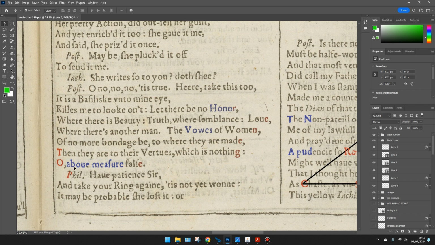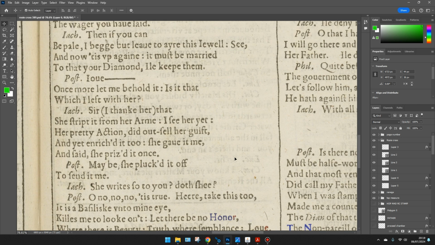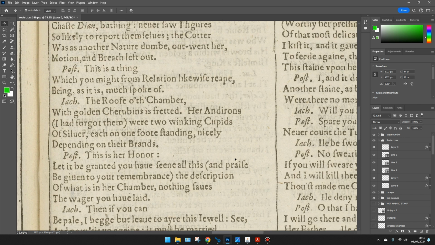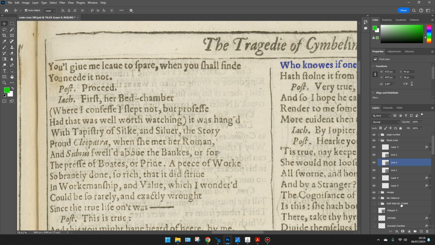So if top, and it says above measure, if we take that just like, how can I put it, an instruction, if we come to the top of the page here and it's saying top measure, I'm going to highlight here an instruction at the top. Proceed first her bed chamber.